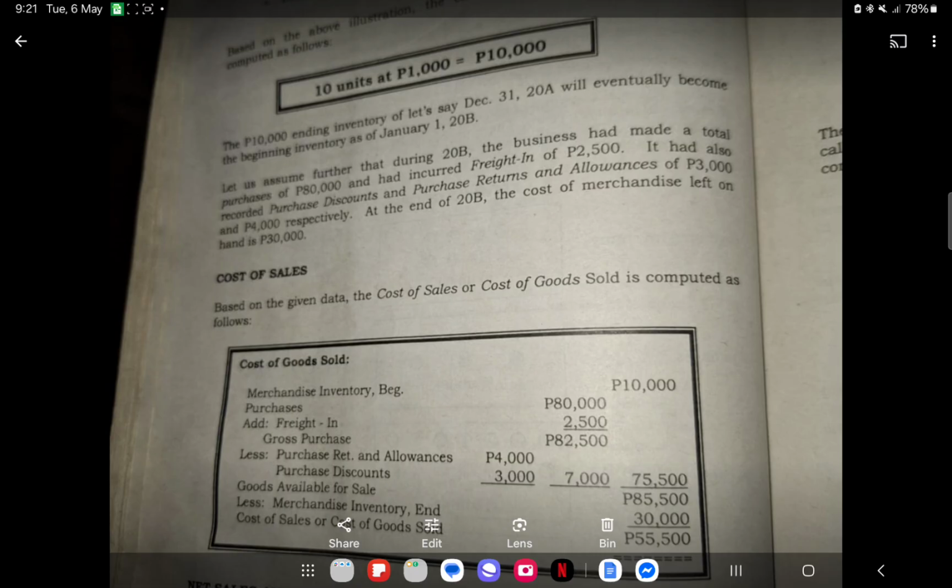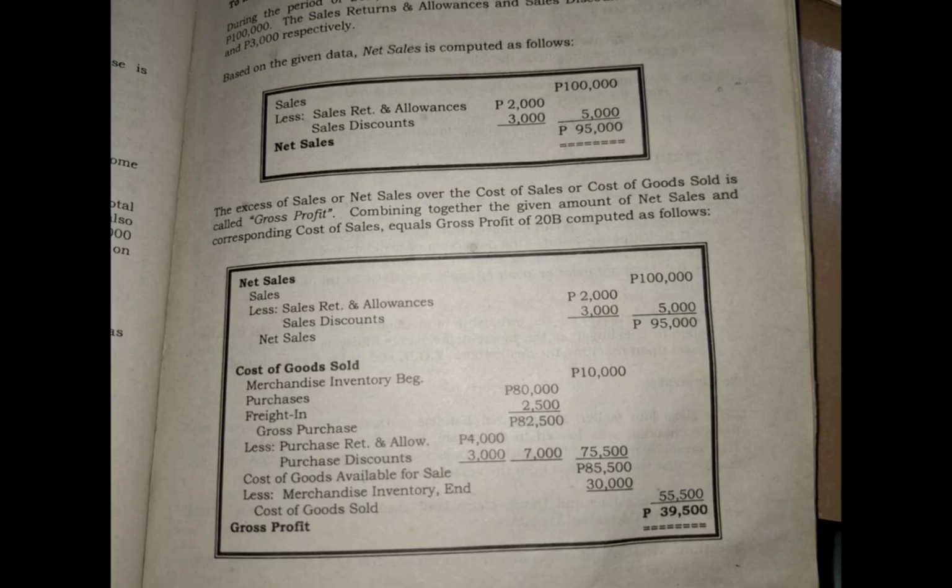Okay, remember 55,500 is our cost of sales, so we're going to get the net sales. Okay, so our sales assuming is 100,000 pesos. So less sales returns and allowances 2,000 and sales discount 3,000. So 5,000 is our less from sales. So net sales is 95,000. So let us assume that 95,000 is our net sales. So we're going to deduct the cost of goods sold. So the cost of goods sold is 55,500. So to gain a gross profit of 39,500.